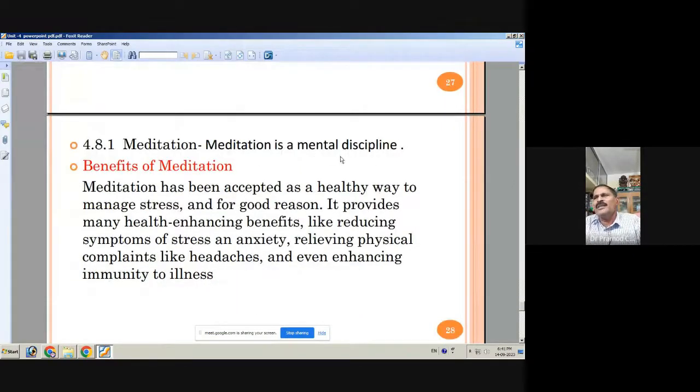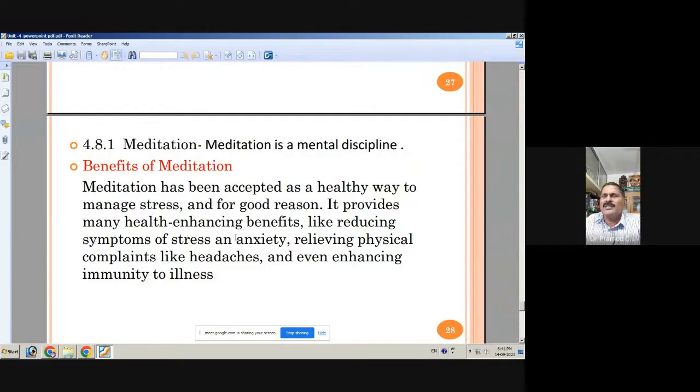Meditation, you know, is a mental discipline, how we are disciplining our life. Meditation has been accepted as a healthy way to manage stress, and it is for all good reasons. It provides health-enhancing benefits. If we do meditation, then automatically the symptoms of stress and anxiety, stress is nothing but anxiety, are relieved, along with physical complaints.